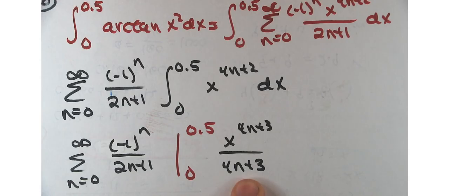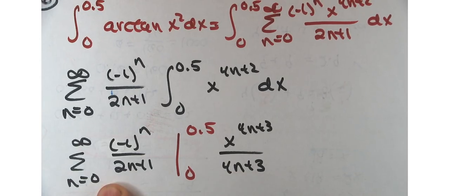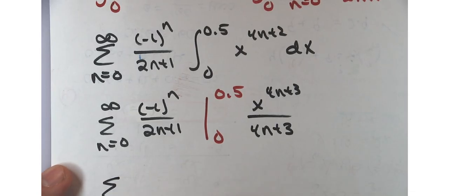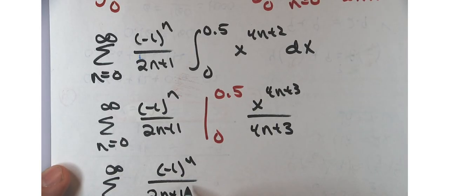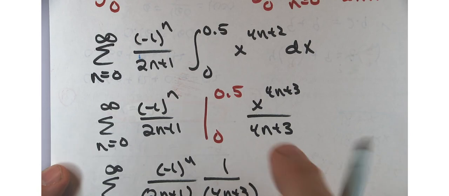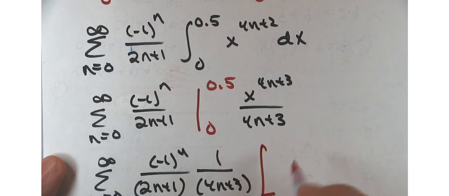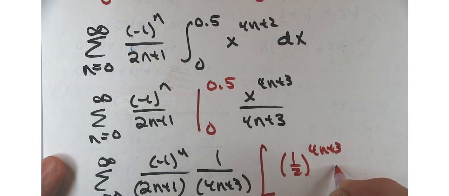Now the 4n plus 3 term can come out here because that's really a constant. We're only worried about the x. So this is now the sum from n equals 0 to infinity, (-1)^n times 1 over 2n plus 1, times 1 over 4n plus 3. And now I can evaluate this function at those two limits. So it's going to look like this. It's going to be (1/2)^(4n+3) minus 0^(4n+3).